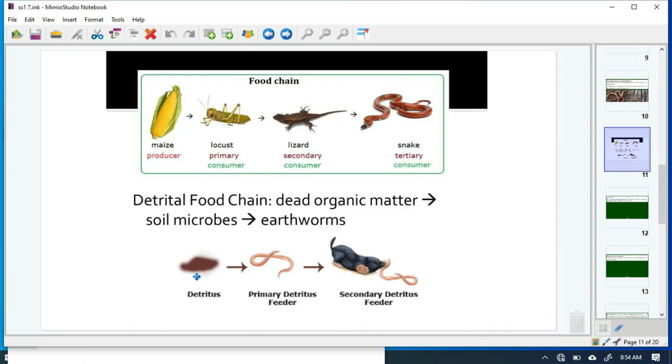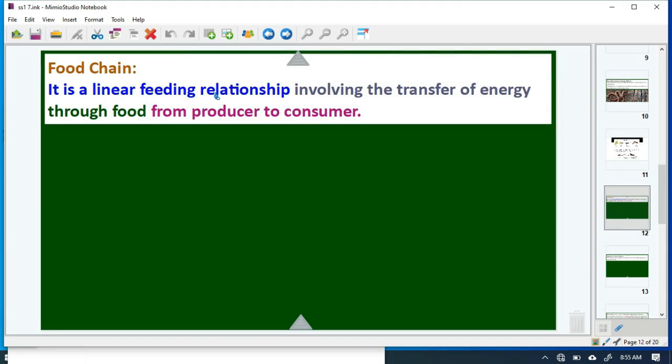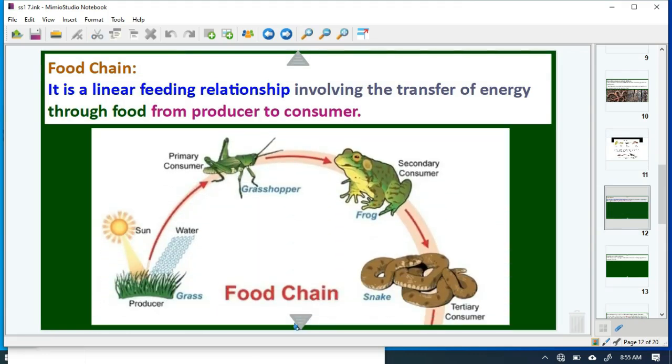The normal food chain involves organisms throughout, while the detrital food chain starts with a detritus, that is dead decaying matter, that is acted upon by microorganisms, after which the detritus is fed on by worms, and the worm is now fed upon by mice. Food chain is a linear feeding relationship involving the transfer of energy through food from producer to consumer.